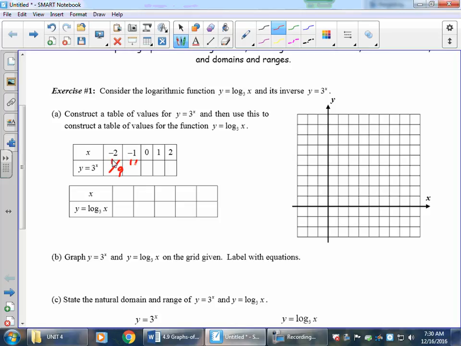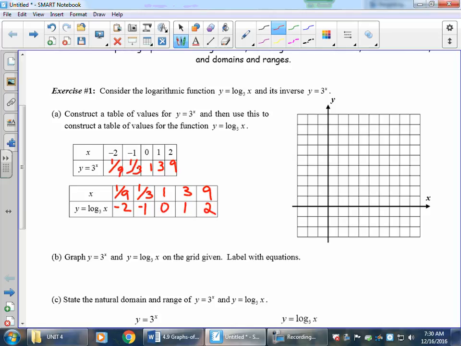One ninth, 1/3, 1, 3, 9, and then of course the other way around, we're just going to flip these for the log. So my range becomes my domain, and my domain becomes my range.